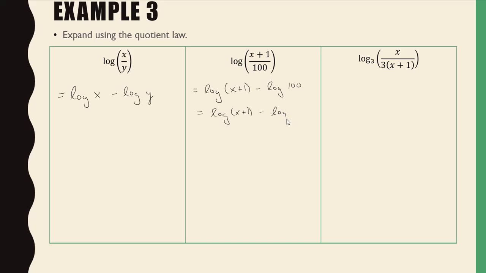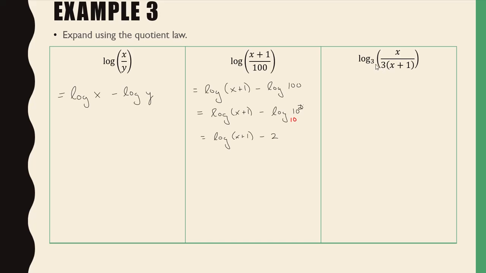But 100 can be rewritten as 10 squared. Now there is that log rule that says if our base and our argument are the same, then this exponent is what it actually becomes or evaluates to. So then we get this is actually equal to 2, this exponent right here, because the base and our argument are the same. Both bases are the same.